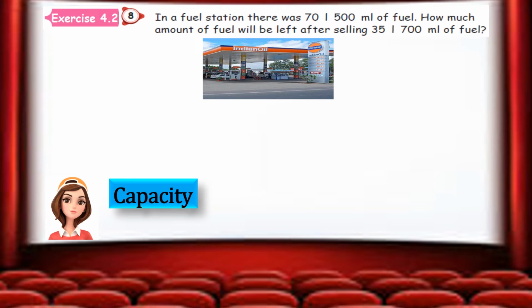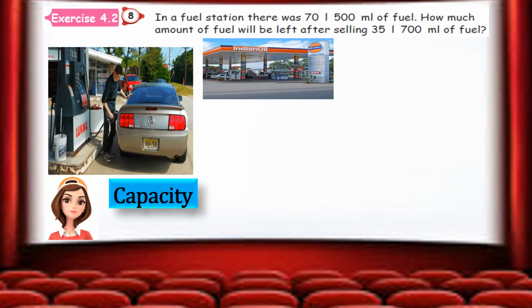So come to the portion. How much amount of fuel will be left? They are asking how much is left, okay? After selling 35 liter 700 ml of fuel. That means 35 liter something has been sold. Okay? Right.